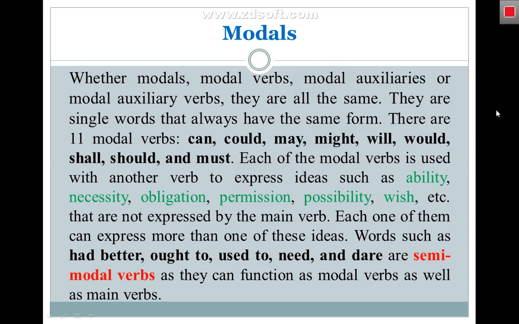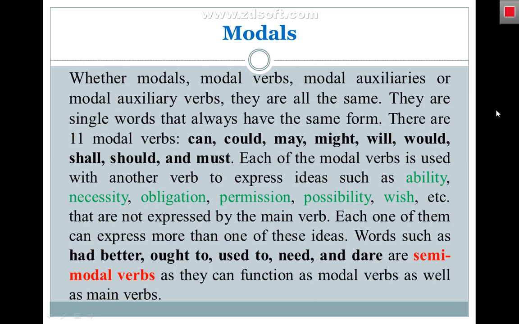Now you may ask yourself the following question. Why do we call them semi-modals? Well, this is a good question. We call them that because they can function as modal verbs as well as main verbs. Had better, ought to, used to, need and dare can be modal verbs in one context and main verbs in another.